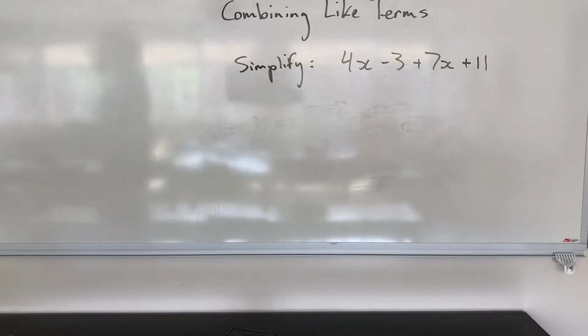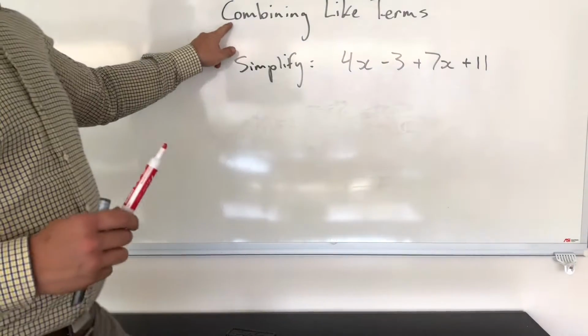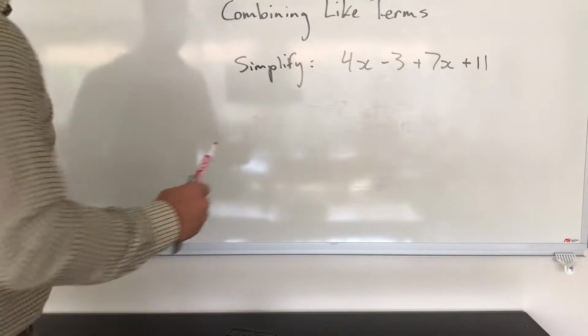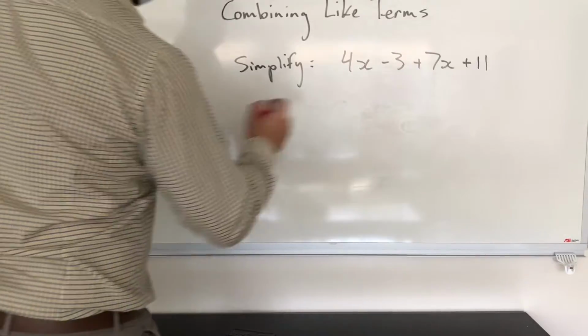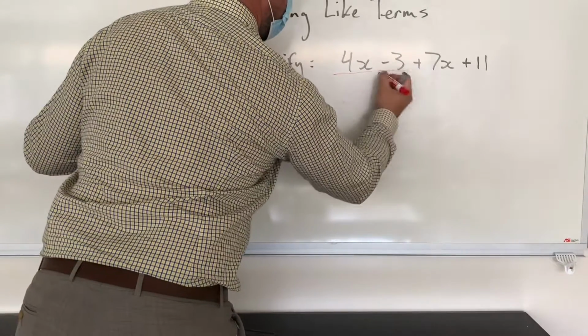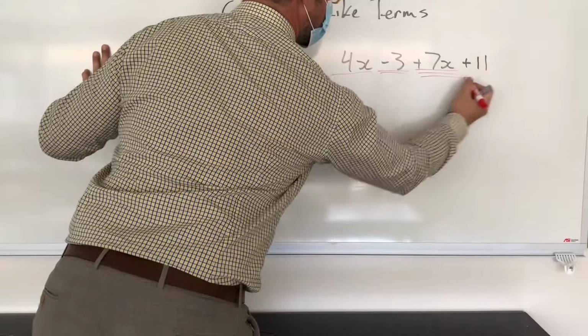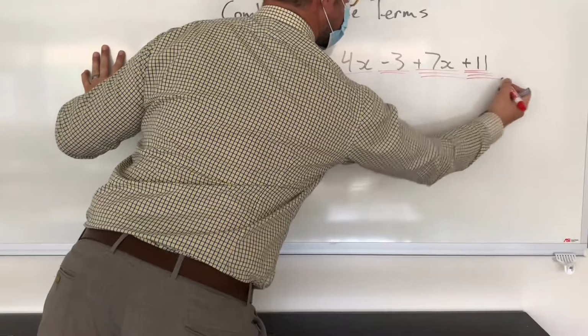So our next video is going to take a look at combining like terms. Combining like terms is something we'll have to do when we have an expression that maybe contains multiple terms. Just a reminder, each of these four things count as terms.